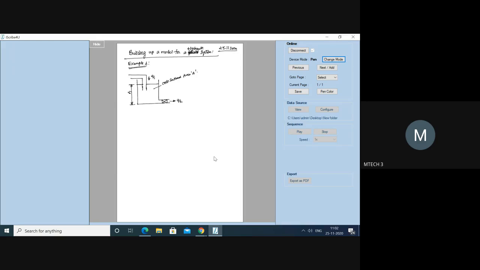Figure shows a simple hydraulic system. A liquid entering and leaving a container.